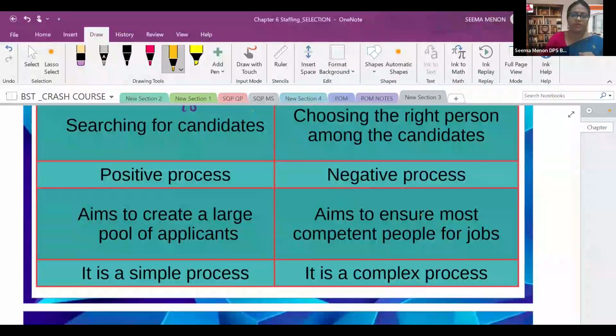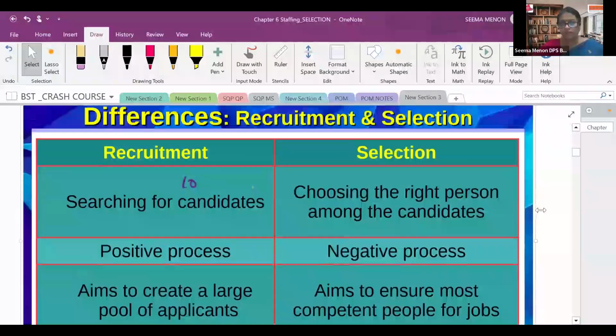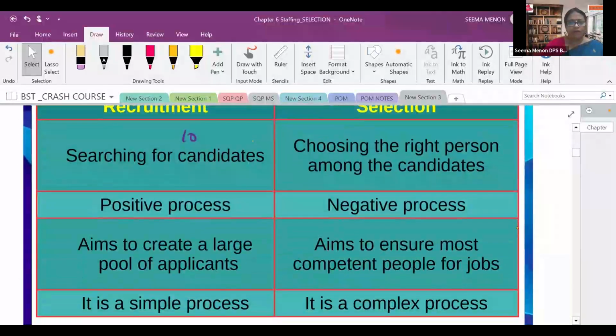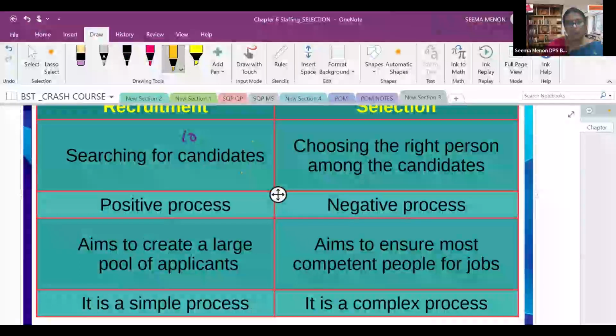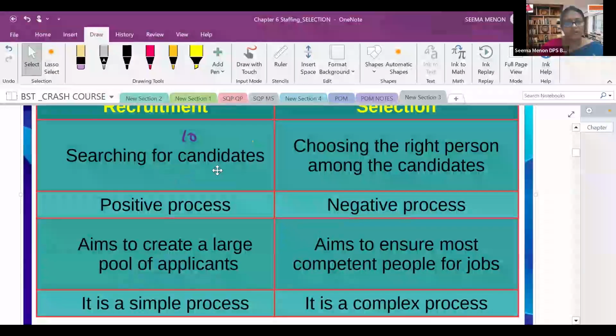Now, recruitment is always a positive process because everybody is applying with the expectation that yes, I will be selected, I will be selected. But selection can be a negative process always. Selection is a negative process. I hope you can see the screen.